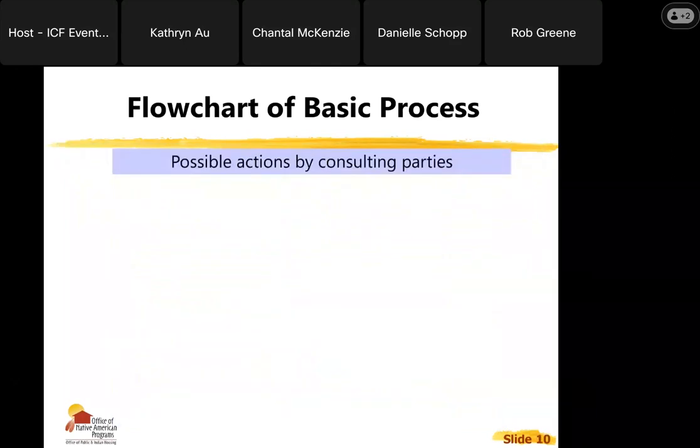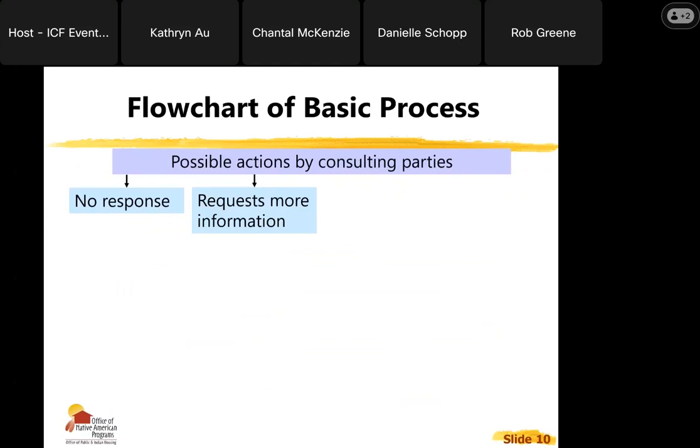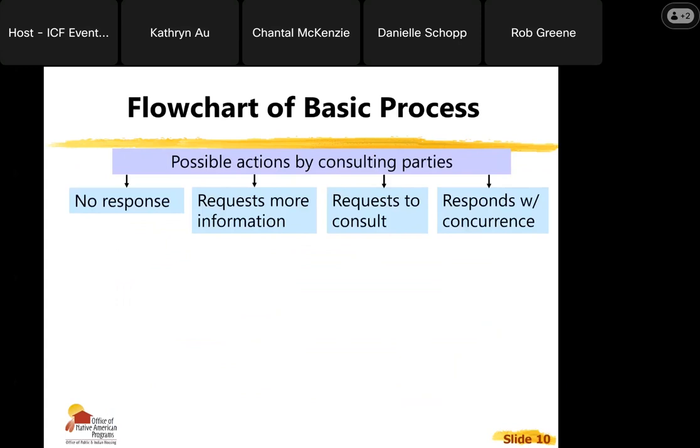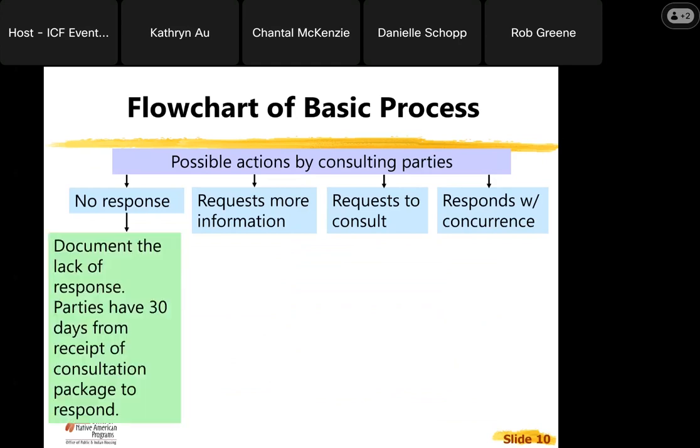And then once you send those letters, there are 4 possible actions by those parties. They might not respond to you. They may ask for more information. They may ask to consult, or they respond with a letter saying that everything's fine, there's no historic property, we concur. If they don't respond, then you document that lack of response.